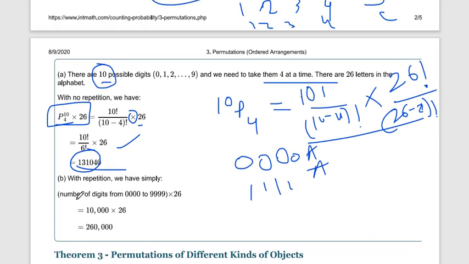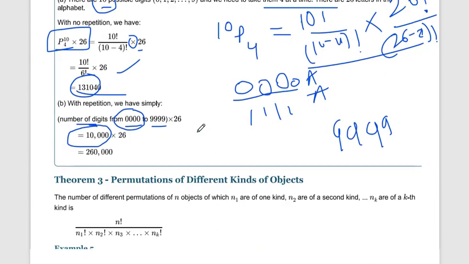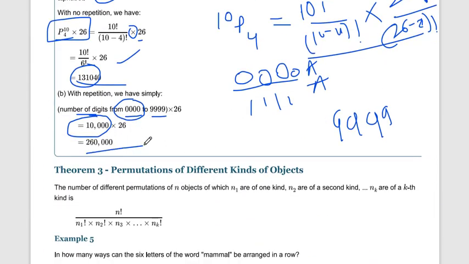how many digit numbers are available from 0000 to 9999? Simply 10,000. The maximum number is 9999 and the minimum number is 0000, so we also have to count 0000. So there are 10,000 numbers, and 26 choices for A to Z, so multiply by 26. This is the total number of arrangements that can be done with repetition.